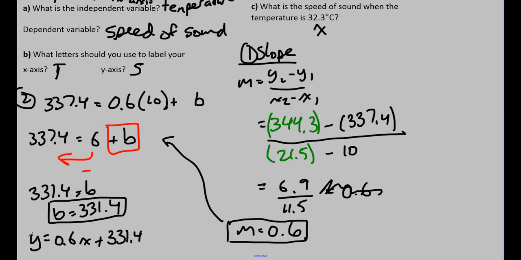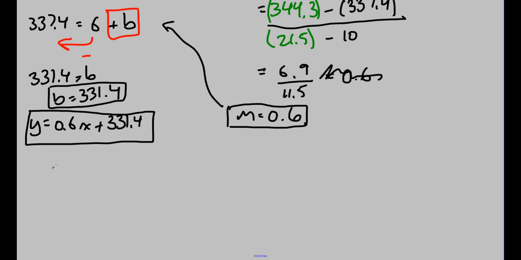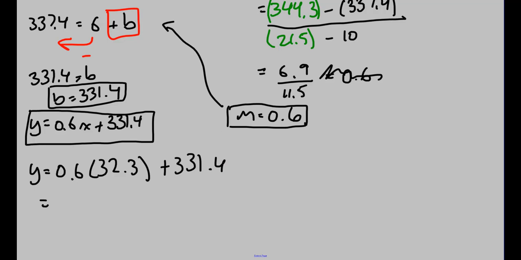331.4, and I'm almost done because it's asking me what is the speed of sound when the temperature is 32.3 degrees, and that was like the extrapolation when we did it. This is an x value, so I'm going to plug it into my formula as the x value. 32.3. So I rewrite the equation and I'm going to solve for y. 0.6 times 32.3 plus 331.4, and then you do the math.